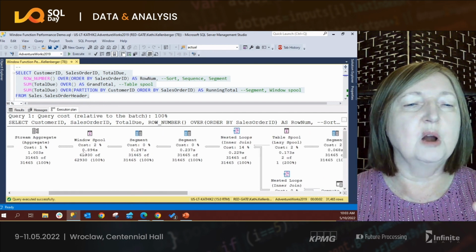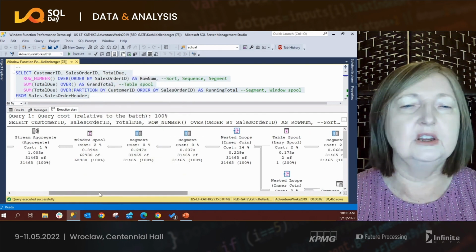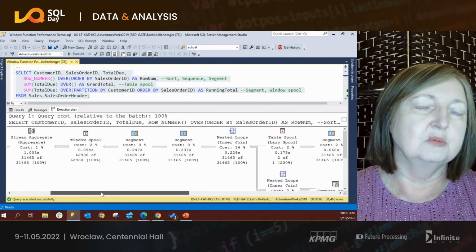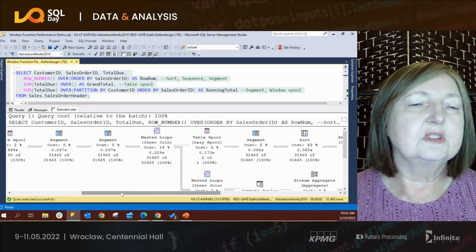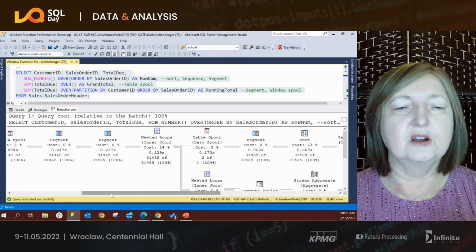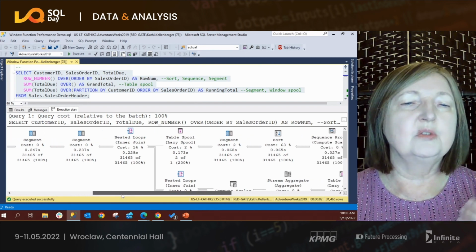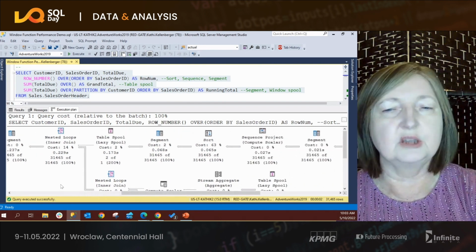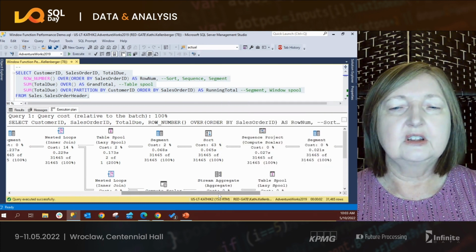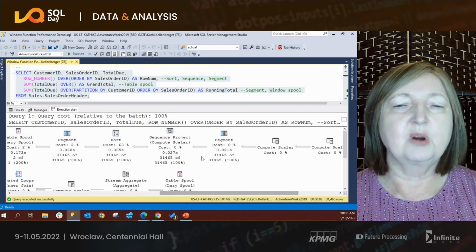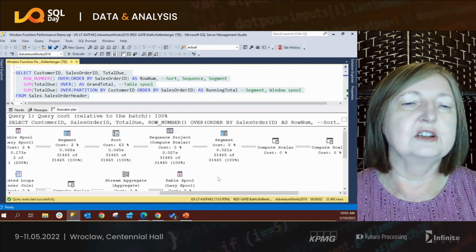The window spool operator, that's a good one to see because it means something probably went into memory. The segment operators, those are fine. Table spool, that one's for sure tempdb. I've got an expensive sort. The sequence project and segment operators that I talked about.